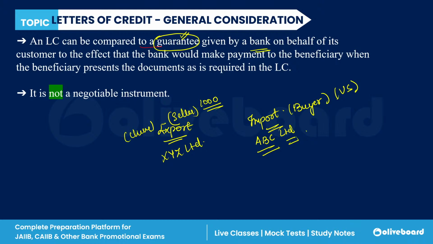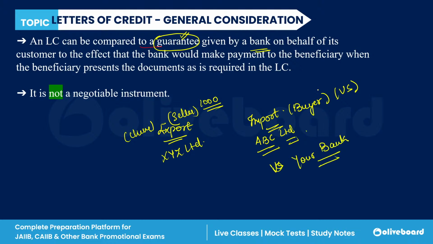And to give XYZ confidence, ABC Limited goes to the bank. For example, you can say this is the US bank, or you can say your bank. This is actually your bank.